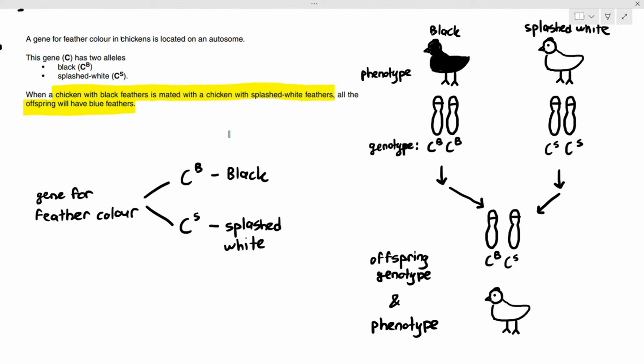So in this case, when CB and CS are both expressed together, it becomes a new phenotype, which is blue. Some students will ask me the question, wait, shouldn't it be gray or shouldn't it be black and white at the same time? No, it really depends on what the question gives you. So follow what the question says. Understood? So they have actually given you the clue here to say that if the offspring has one CB allele and one CS allele in its genotype, the phenotype will be blue. This is another example of codominance as well.